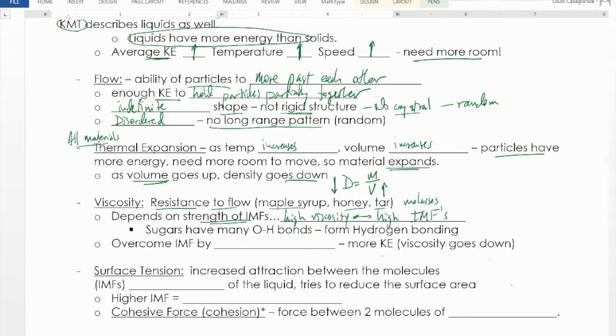And things like maple syrup and honey and molasses have sugar in them. And sugar has many OH bonds. And so sugars and these kinds of liquids form a lot of hydrogen bonding. And this hydrogen bonding holds things together very well. Tar is, like we saw in the previous lesson with the hexane versus the methane, the more carbons in a chain, the stronger the force of attraction between them. And so tar has some really long chain carbon molecules, and those long chain carbon molecules hold together really tightly.